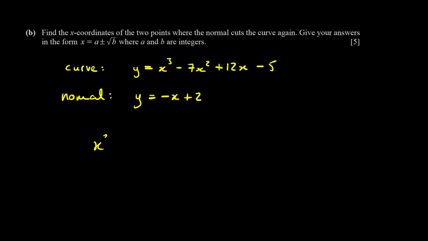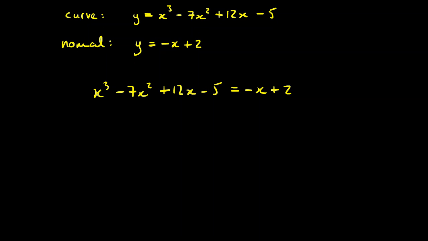So we're going to get x cubed minus 7x squared plus 12x minus 5 is equal to negative x plus 2. So then I'm going to move that x and that 2 to the left-hand side. So I get x cubed minus 7x squared plus 13x minus 7 is equal to 0. Now, what we've got here is a cubic polynomial, and we've been asked to solve that.